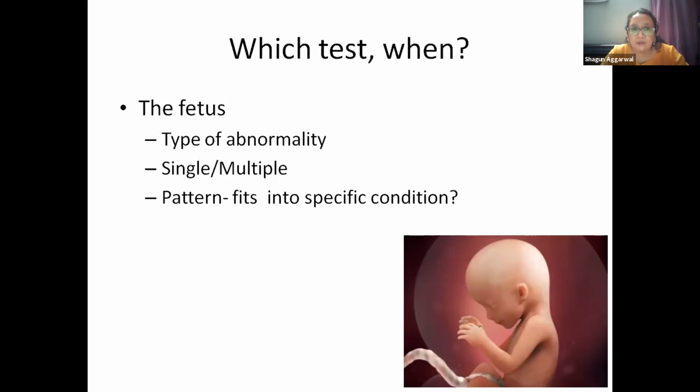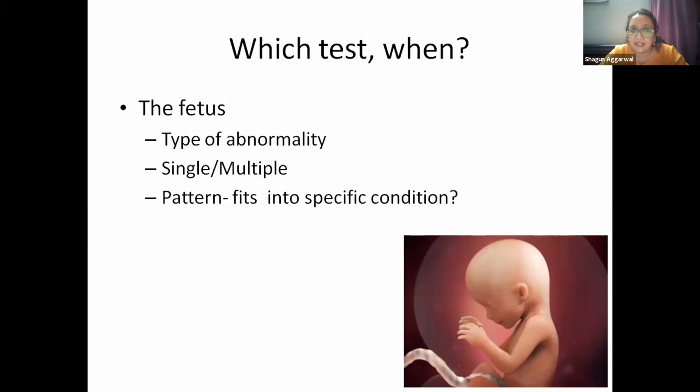Then you could have an omphalocele with growth abnormalities, where you should be thinking of Beckwith-Wiedemann syndrome. There you would do a different test, which is called MS-MLPA. So really, the type of abnormality also determines what test we should be offering first.